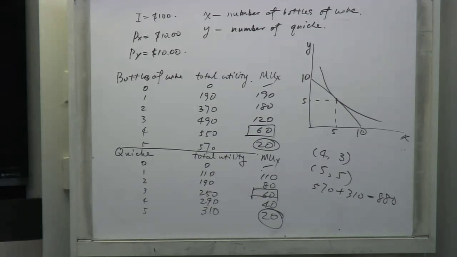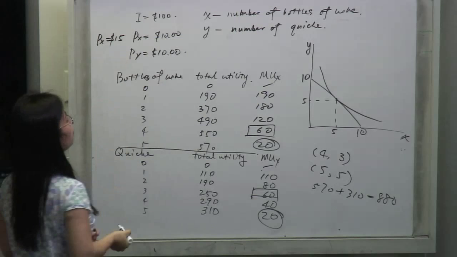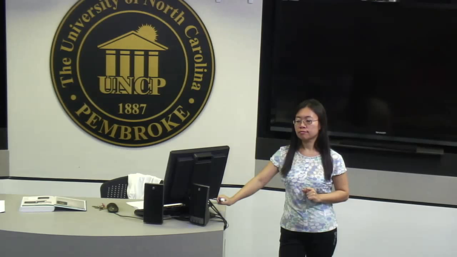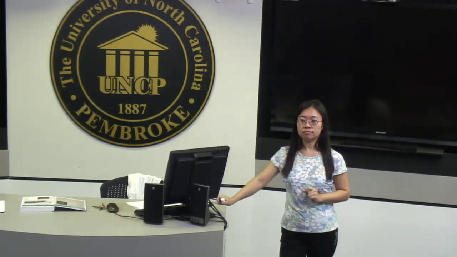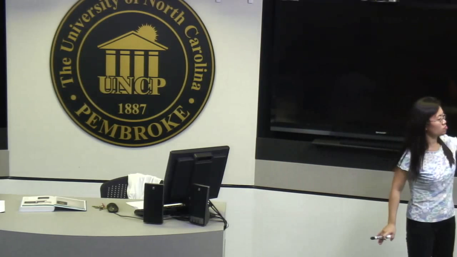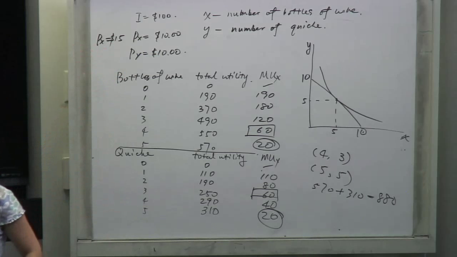Okay. Now I'm going to change the price. I'm going to change the value. I'm going to change this into $15. Now I want you to figure out everything again. Does the utility change? The person is still this person. It's only the budget constraint part that is different.